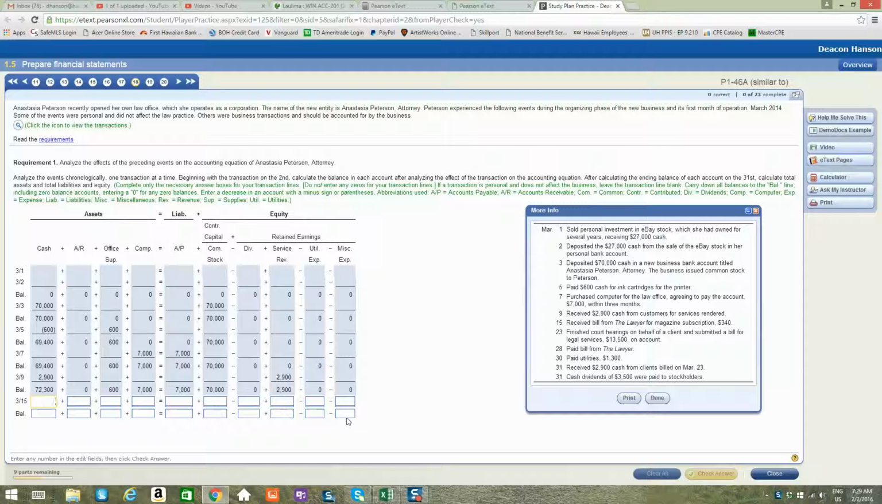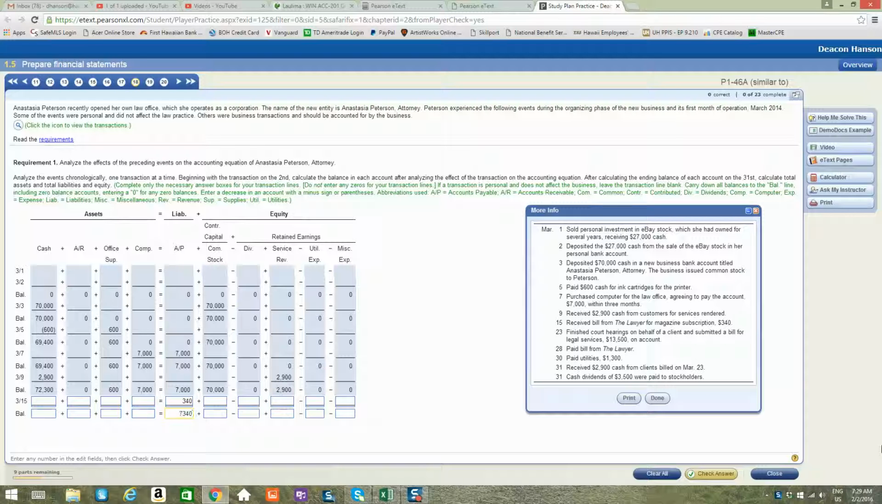Let's see now. On the 15th, received the bill from the lawyer for magazine subscription, $340. Okay, we got the bill, but it doesn't say we paid it. So we know that we're going to owe. I'm going to put that $340 into accounts payable. So we owe $340, and I might as well take that balance already, $7,340.